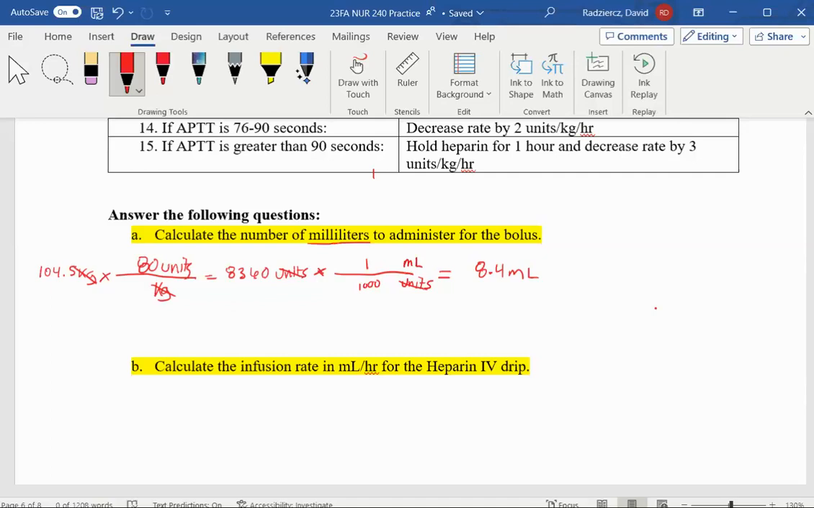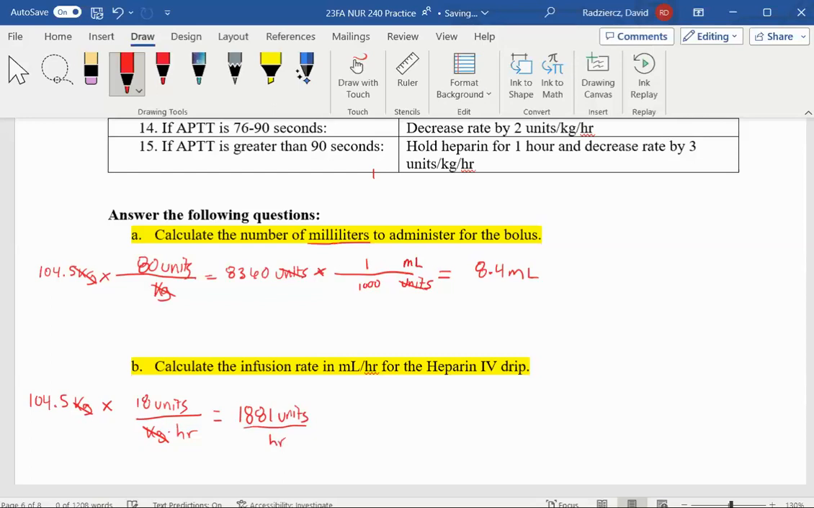Let's do the infusion now. The patient's weight in kilograms is 104.5. The order says to start them on 18 units per kilogram per hour. 104.5 times 18 gives me 1,881 units per hour.